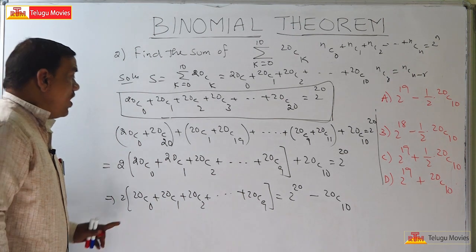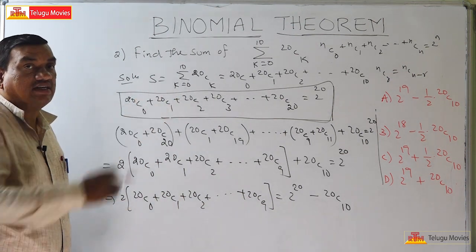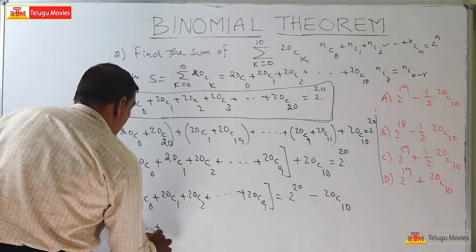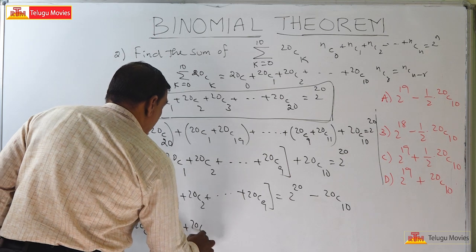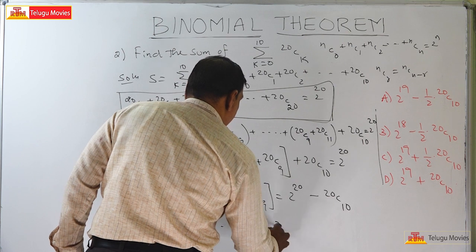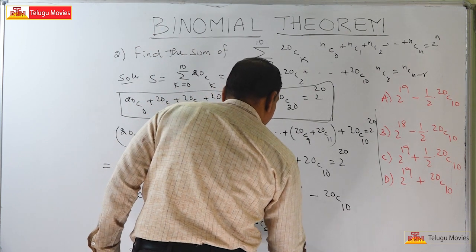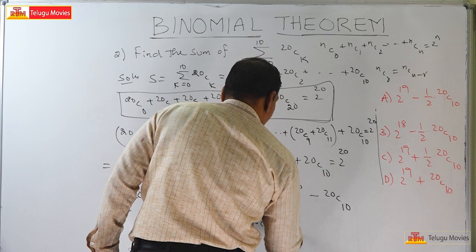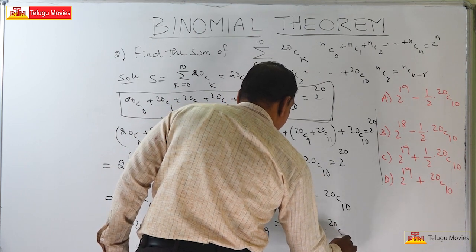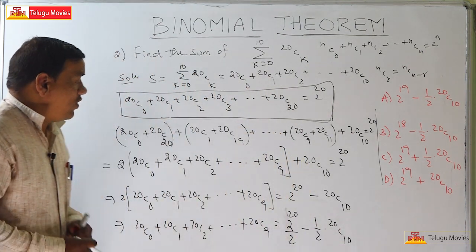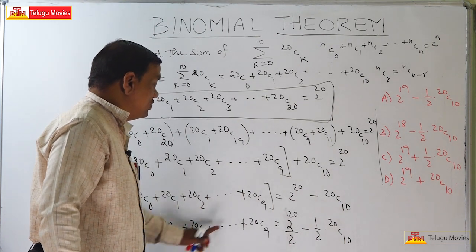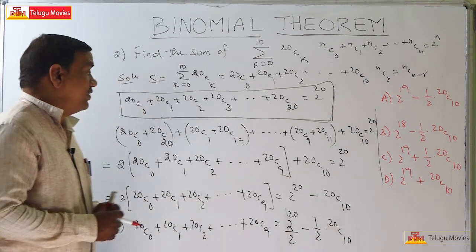Okay now, take this 2 also to that side. So this is equal to 20C0 + 20C1 + 20C2 + and so on up to 20C9 is equal to 1 by 2. Otherwise you can write it as 2 power 20 by 2 minus 1 by 2 into 20C10. But we have to find out the sum up to 20C0, 20C1, 20C2, and so on up to 20C9 only we have taken.